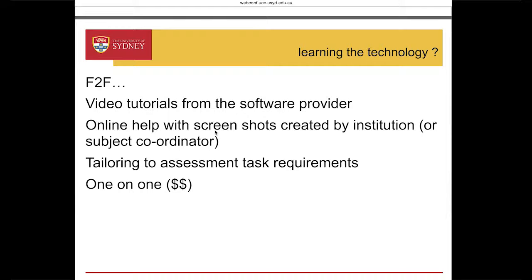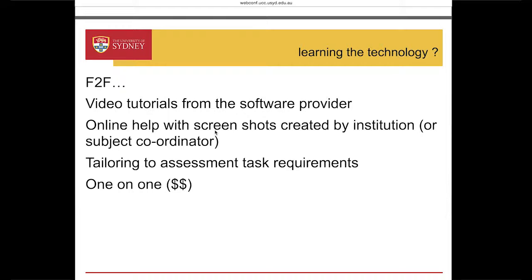I certainly work face-to-face with my students. I do an information session where I talk specifically about PebblePad. I give them some examples. I let them have a very hands-on approach. I make sure that this workshop or seminar is very early on.